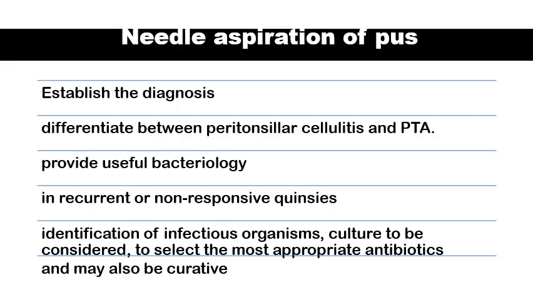The diagnosis of a peritonsillar abscess is usually suspected clinically and can be established with needle aspiration of pus from the peritonsillar space. This would establish the diagnosis and differentiate between a peritonsillar abscess or just a cellulitis. It also provides material for bacteriology, and that can be helpful in recurrent or non-responsive quinsies to have the right antibiotic for the infection, and also the needle aspiration can be curative in more than 80% of the cases.